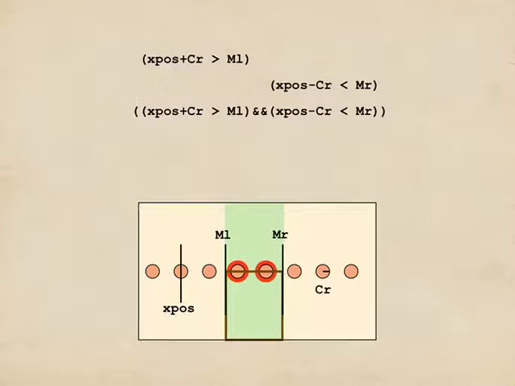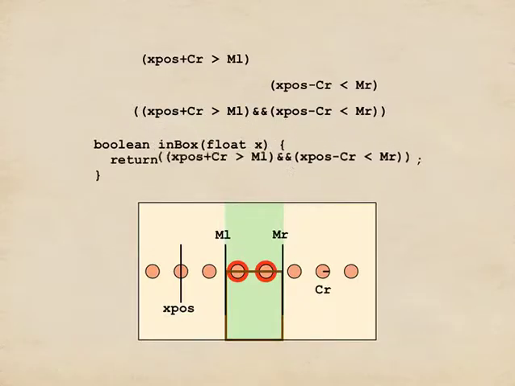Now there's a lot of parentheses and greater thans and plus signs and stuff in here, so let's package this up into a little routine that I'll call inbox. It returns true or false, depending on whether the variable it's passed, x, is the center of a circle that's inside the box or not. We can just take the test we wrote and return that. It'll be true or false.